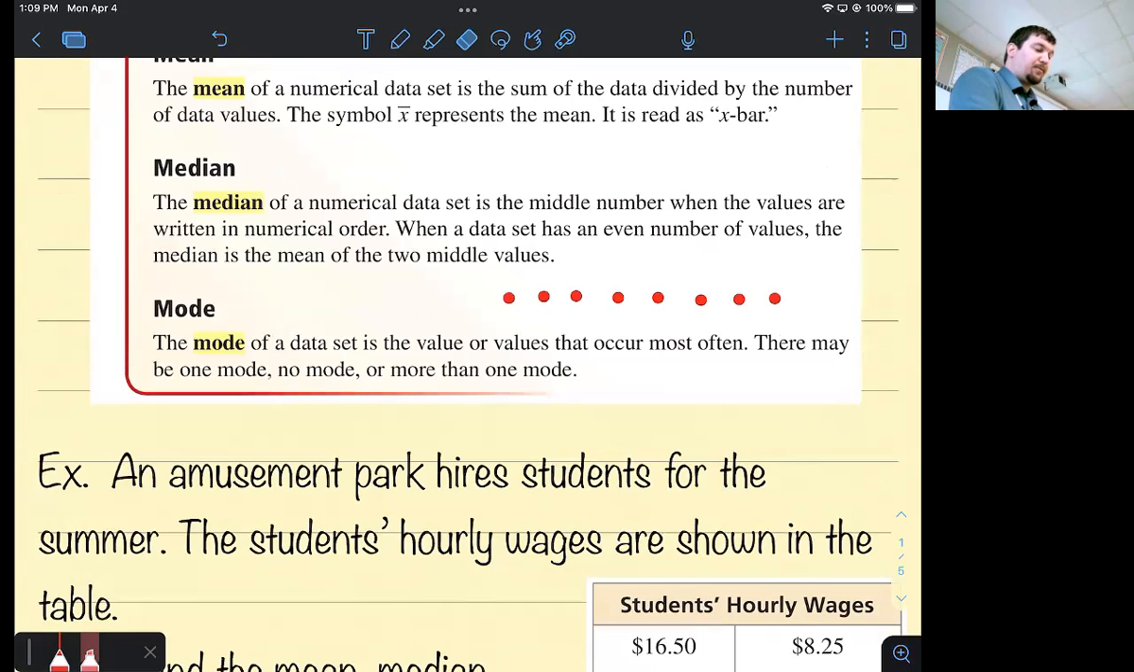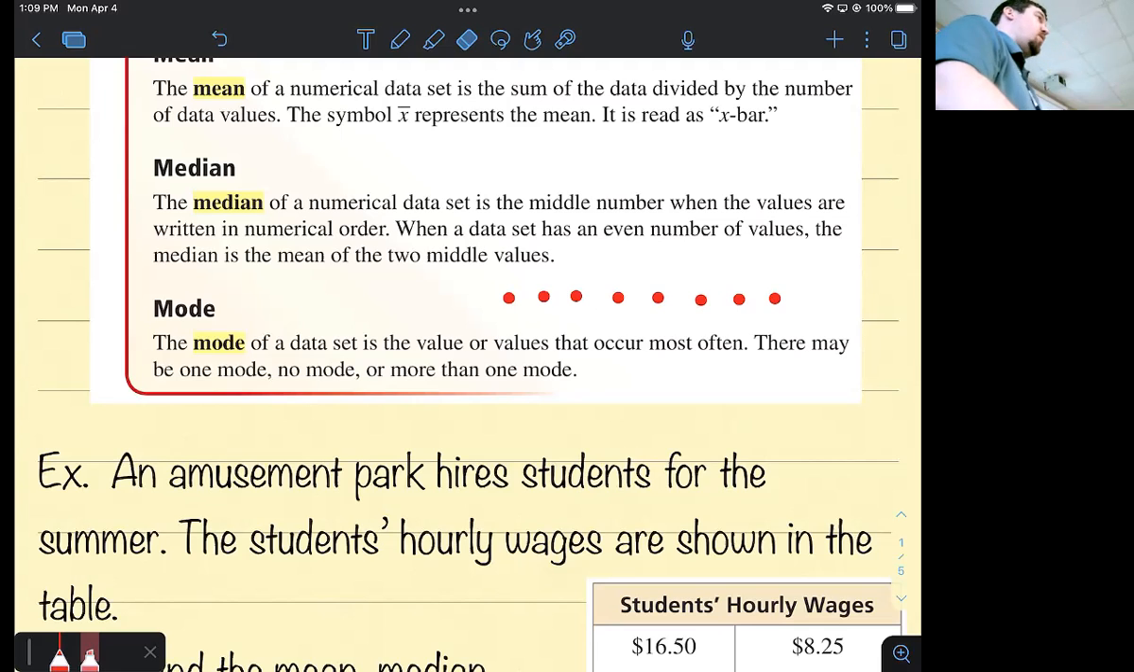Now it is possible that you could have no mode if none of the numbers repeat, or if they all repeat the same number of times. So if every number repeated twice, you're not going to say every number is a mode. Just say there's no mode.